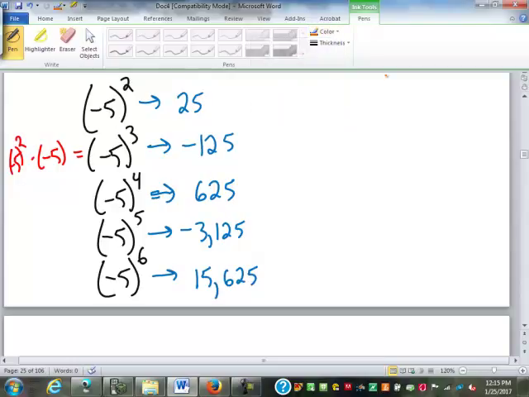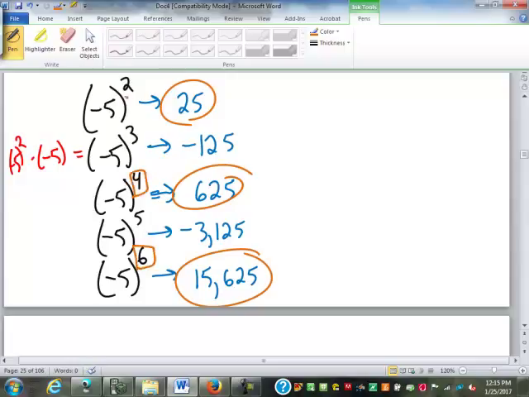The pattern here is, when will the result be positive? When the power is an even number. So, if we're starting with a negative number, no matter what happens, if we're taking it to an even power, we'll still get a positive answer. If we're starting with a negative number and we're going to an odd power, we will get a negative answer.